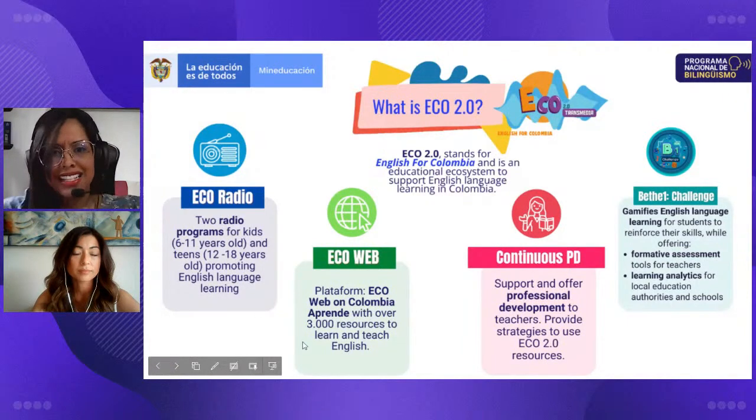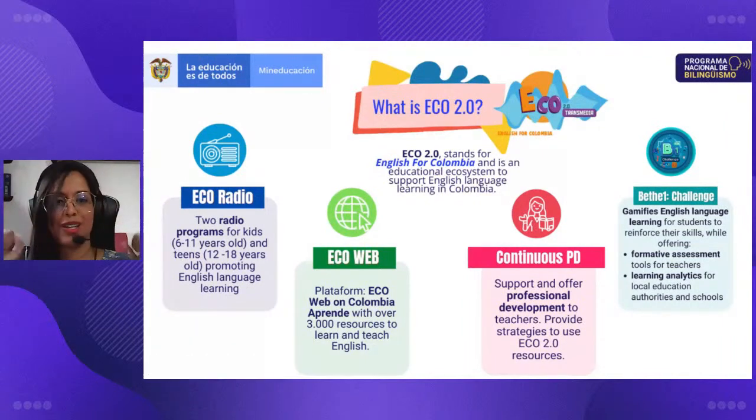Remember, we have this universe, this ecosystem that Eco 2.0 has. ECHO stands for English for Colombia, and it's an educational ecosystem to support English language learning in Colombia. The first element that we're going to find is ECHO Radio, which is where we're going to be focusing today. In ECHO Radio, we have 2 programs. One is developed for kids from 6 to 11 years old, and the other is developed for teenagers from 12 to 18. That's the one we're going to be talking about today.